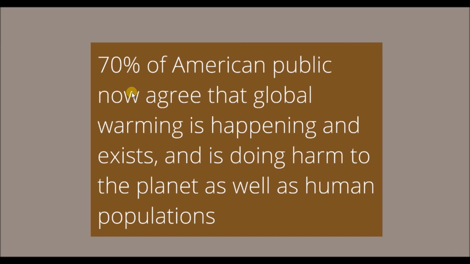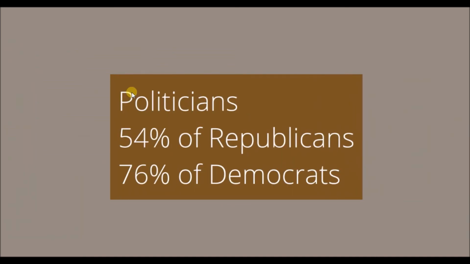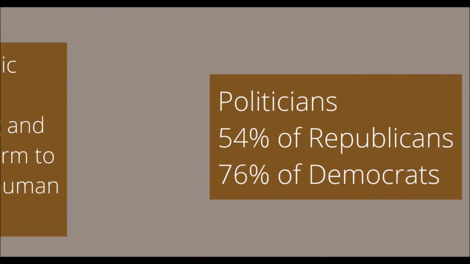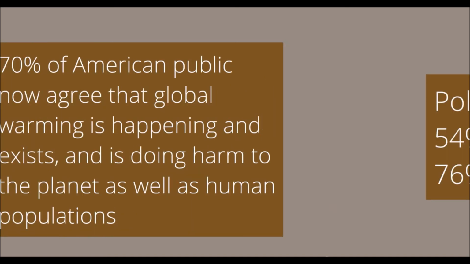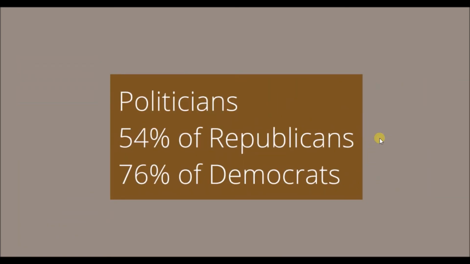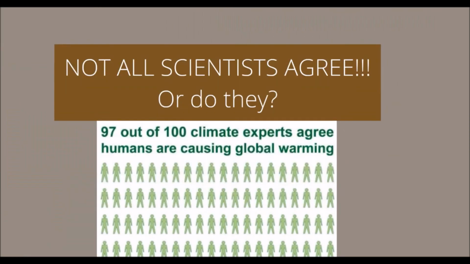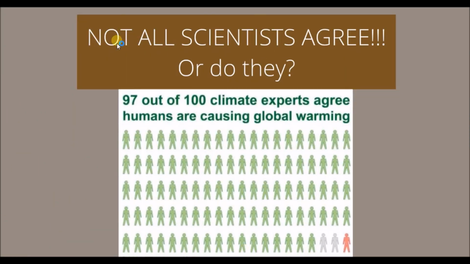Now, not all of those people believe it's man-caused, but 70% of the United States now agree that global warming is a thing. If we look at politicians, that number is a lot lower, which is kind of weird. You would think that politicians would mirror what the American public thinks, but only 54% of Republicans think that global warming is a thing, while 76% of Democrats do.